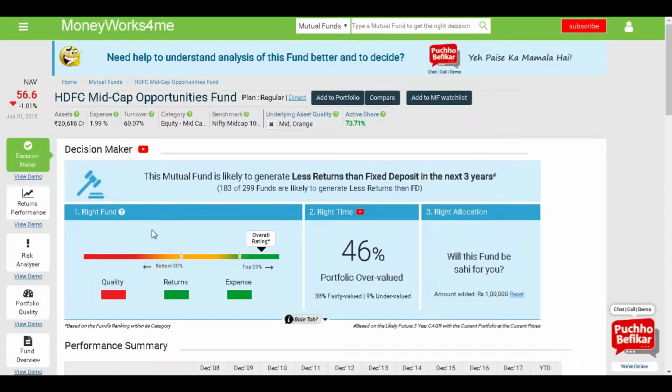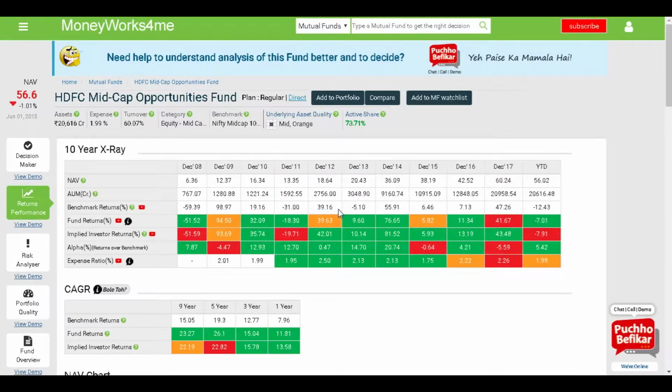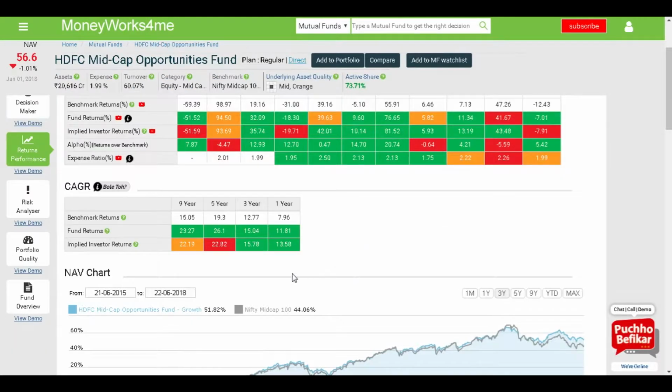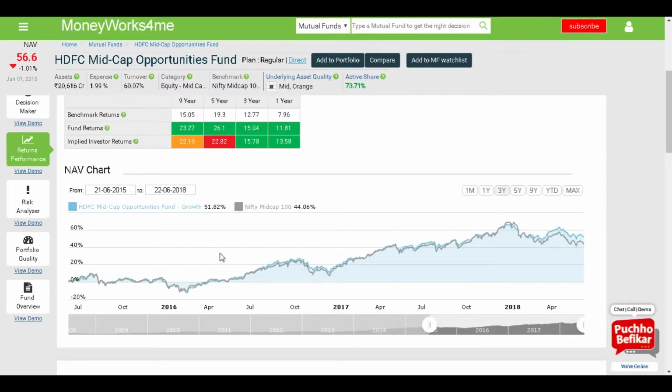Now, if you want to analyze the returns in more depth, click on returns performance and it will take you to some more interesting details about the fund. On the returns performance page, you will see more details of the performance of the fund over 10 years in this table, and you can also see the CAGR performance and the fund return seems to be green over the last 9 years, 5 years, which is pretty nice.